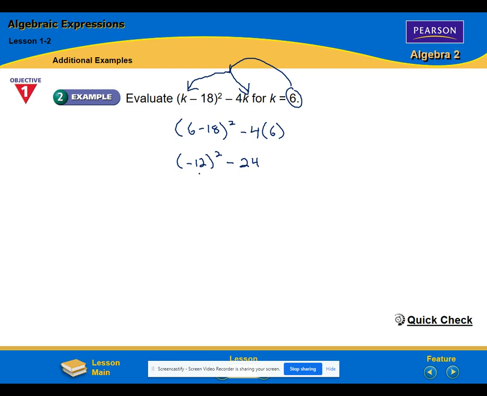That didn't happen here, but I just wanted, it could come up. All right, now, negative 12 squared, that's positive 144. Confirm that. Negative 12 squared in parentheses like that means negative 12 times negative 12. That's going to be positive 144. And we're subtracting 24 from that, so that's going to give us 120.